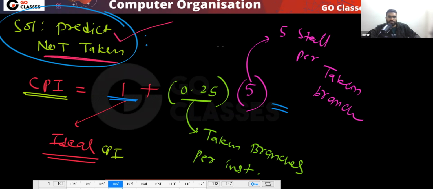Is this clear? Only for the taken branches we are paying the penalty. Why? Because your prediction, your bet, was not taken, but ultimately it was taken. Because it was taken, your prediction was wrong. So you have to flush the instruction that you brought into the pipeline. You can calculate the answer: it is 1.75. This is your CPI.